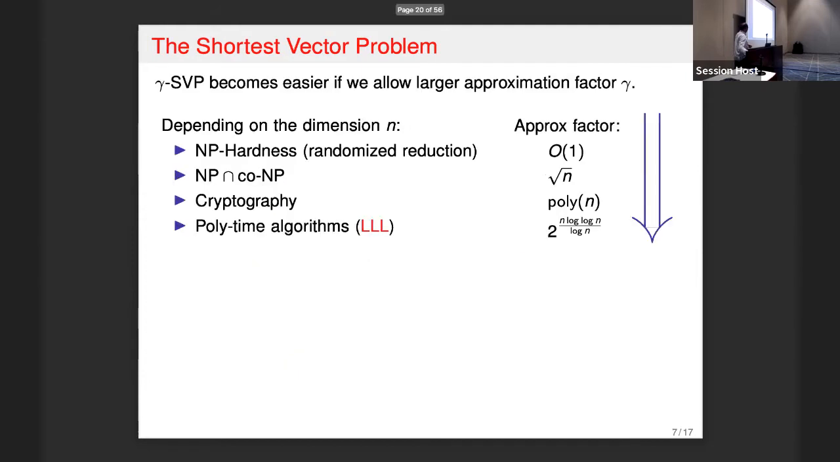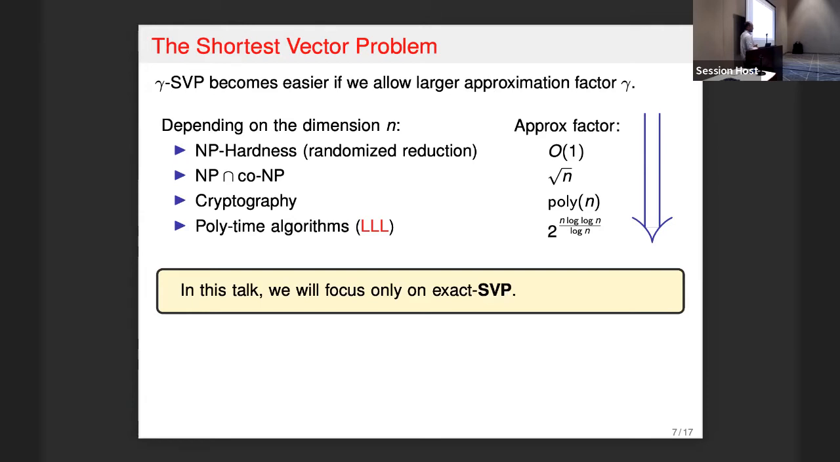So now let's talk about what we know for the shortest vector problem. It's easy to see that gamma-SVP becomes easier for large approximation factors, and we know that this problem is NP-hard for constant approximation. For square root n approximation, it is in NP intersection co-NP. For cryptography, we are interested in the polynomial approximation of SVP. And if we just talk about polynomial time algorithms, we can only get 2 to the power n log log n by log n, which is almost exponential. And in this talk, we'll focus only on exact SVP.